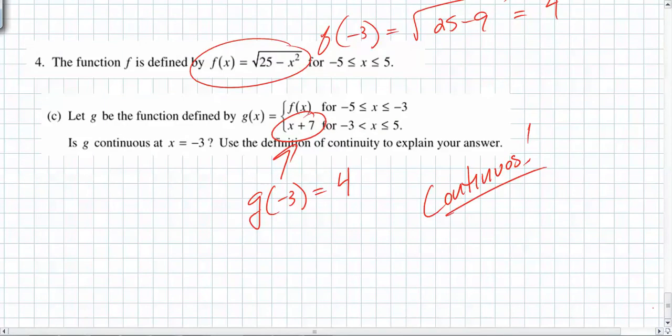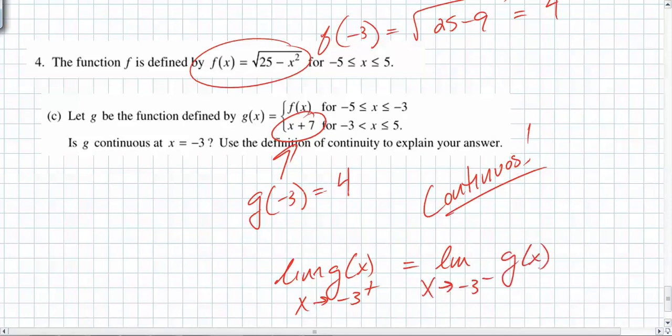Because you can say it because the left-hand limit and the right-hand limit are both the exact same thing. The limit of g of x as x approaches negative 3 from the right is equal to the limit as x approaches negative 3 from the left of g of x. As you go from the left and the right, they both go to what? They both go to 4. They both go to the same value. So basically, if you graph this, you would notice that they meet up. That's what it's looking for.